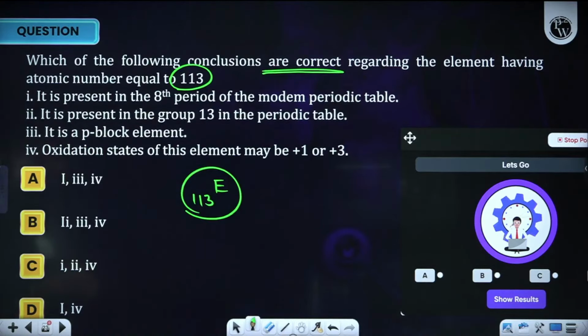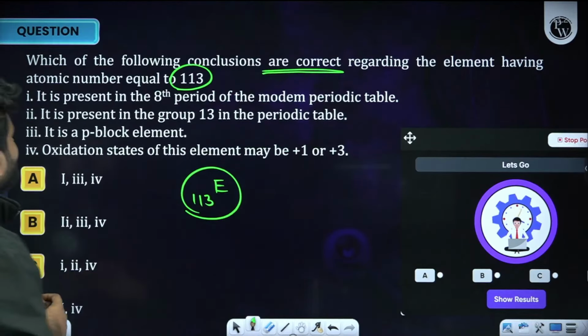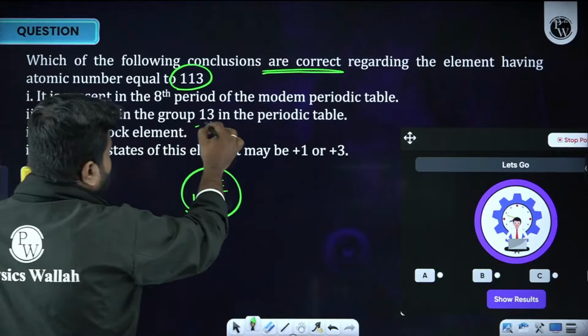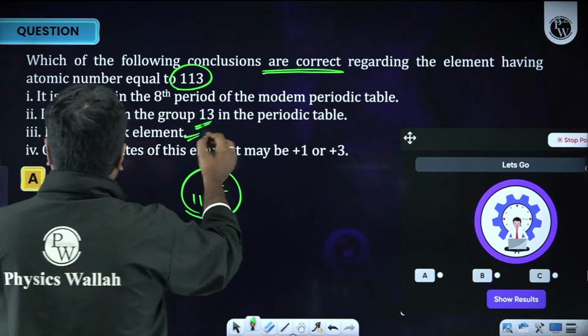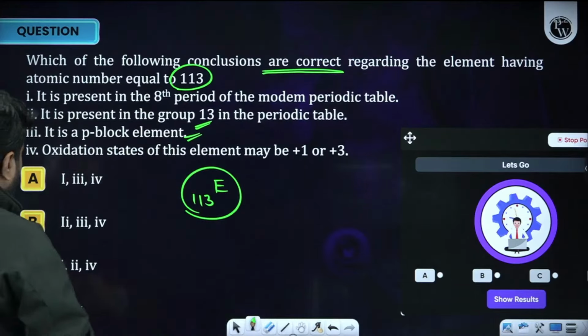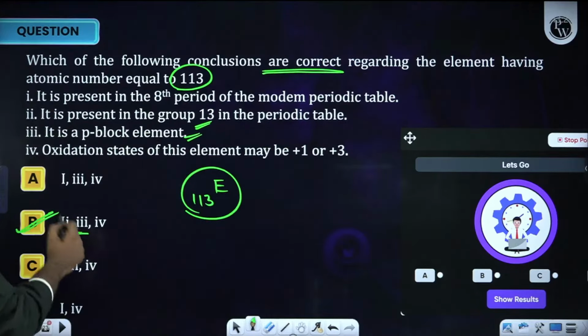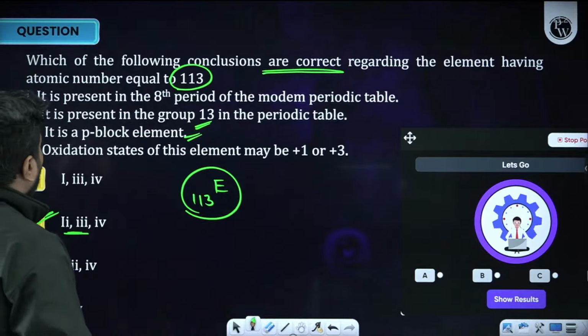Yes, everybody. So what is the correct answer? It is present in group 13. That is true, correct. It is a P block element. That is correct. So 2 and 3 should be there. So which option is having 2 and 3? Option B. So 2, 3 and then 4.